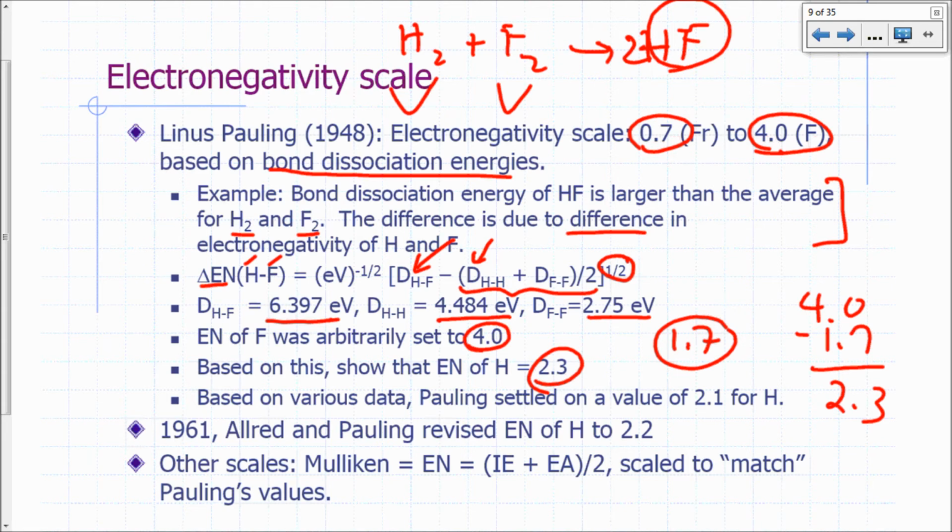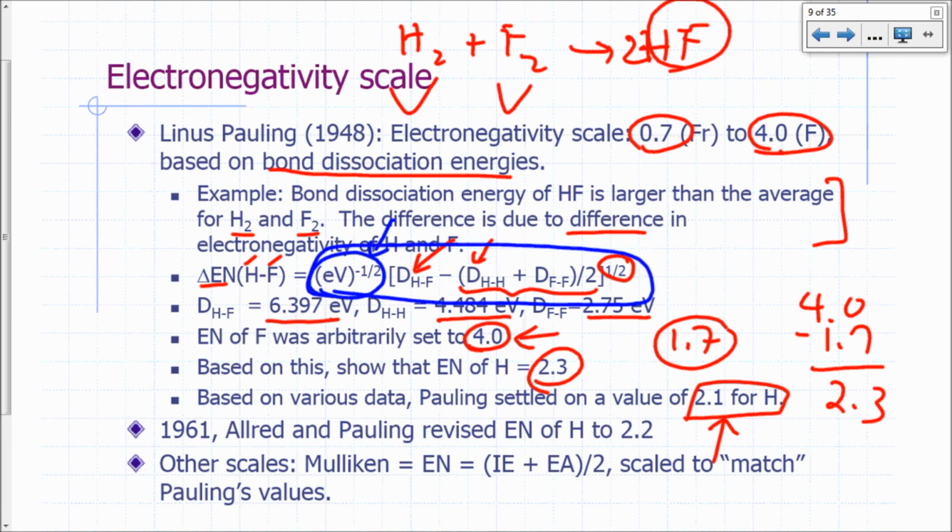Now, based on various data, he did not just rely on H2 and F2, he settled on the best possible values, and based on his original work, Pauling came up with a value of 2.1 for H if fluorine was given an electronegativity value of 4.0. Okay, this eV to the negative 1/2 here, electron volts to the negative 1/2, that's just something you put in there so that this whole expression comes out unitless. So electronegativity is a unitless quantity.